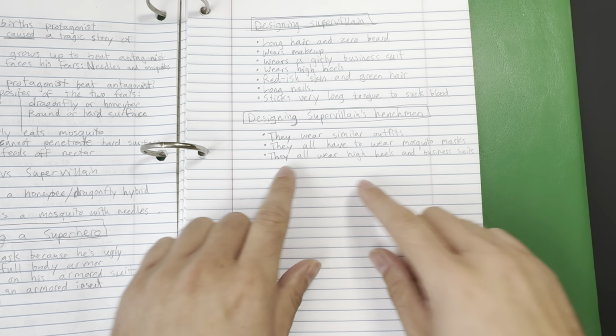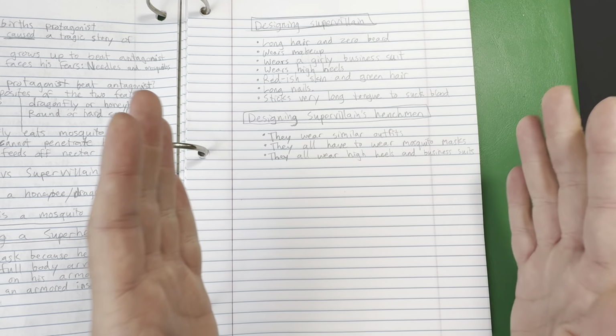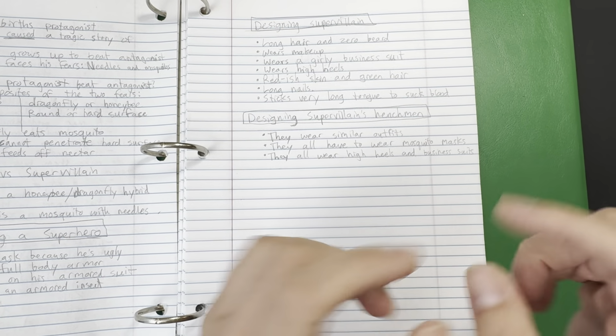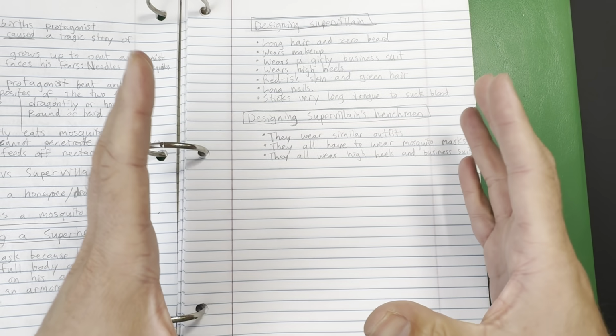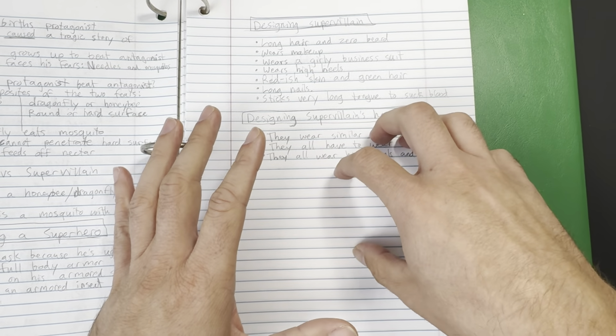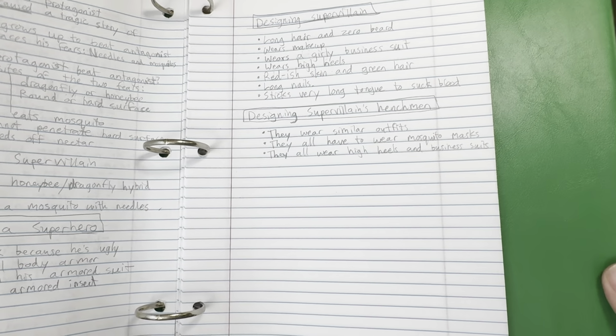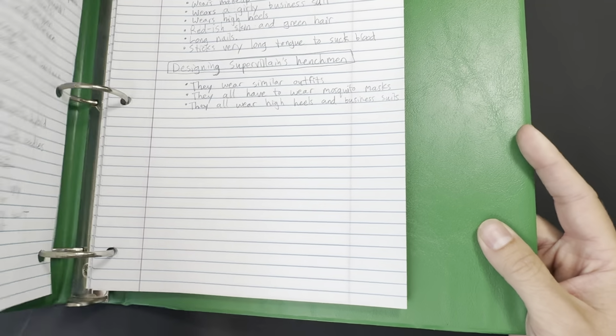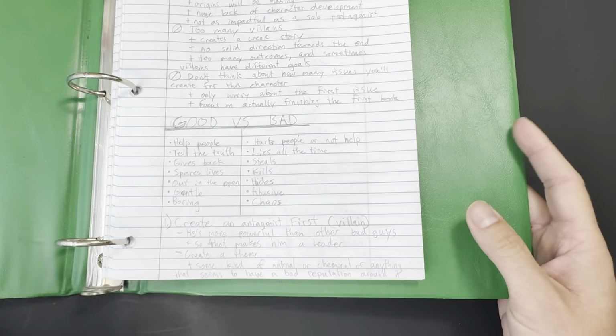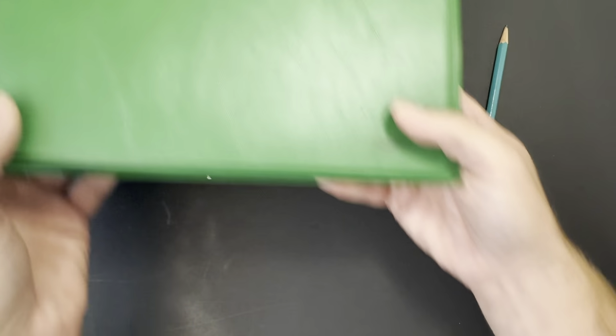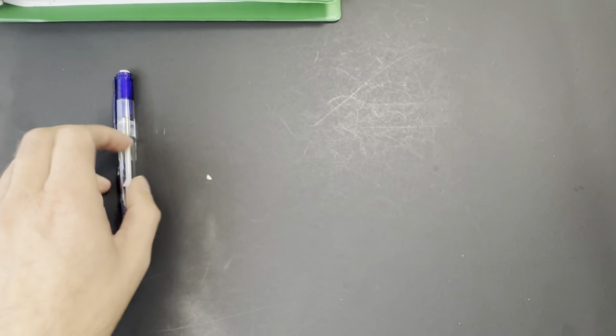So yeah, mosquito masks, and they all wear high heels and business suits. So there you have it. That's set. Okay. Now you're ready to design the characters. That's the most fun part. And when you design the characters, it's easier to draw a character first, and then you come up with a name for this particular character, because of the way he looks.